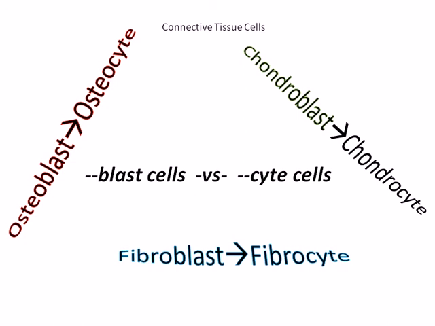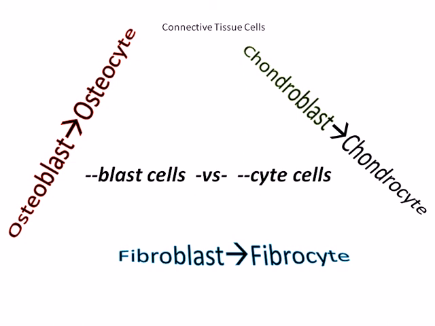Once the blast cells have synthesized the matrix, they mature into less active cells known as cyte cells, that is, chondrocytes, osteocytes, and fibrocytes. These cyte cells play a significant role in monitoring the health of the matrix by chemically influencing other cells within the tissue.